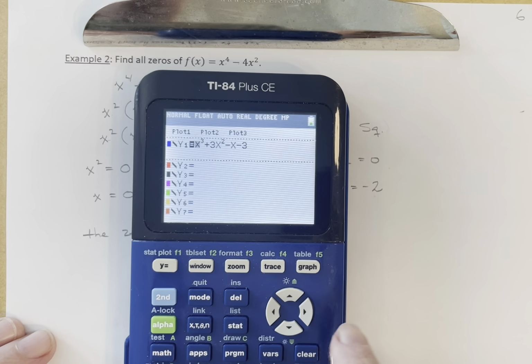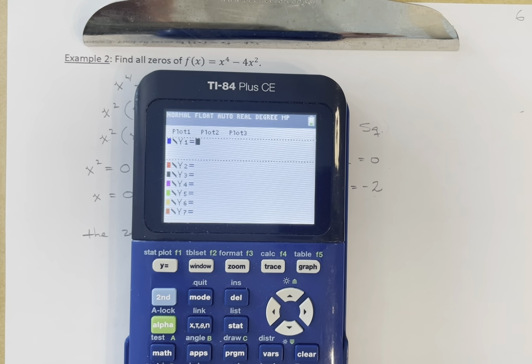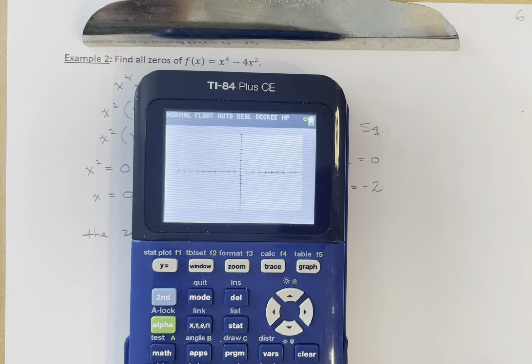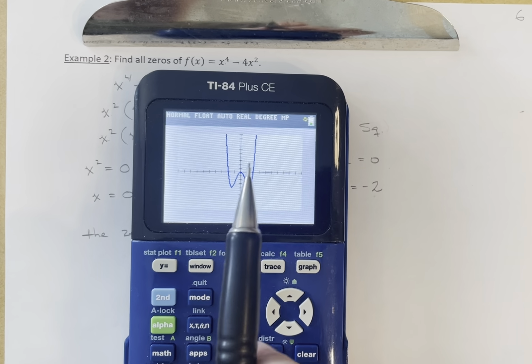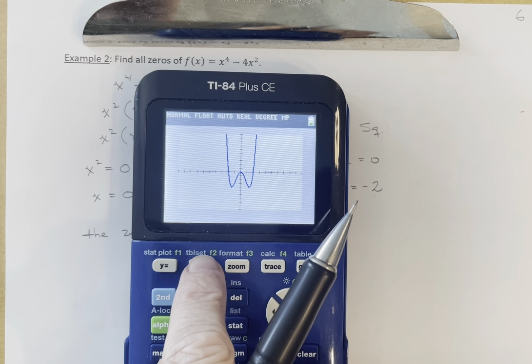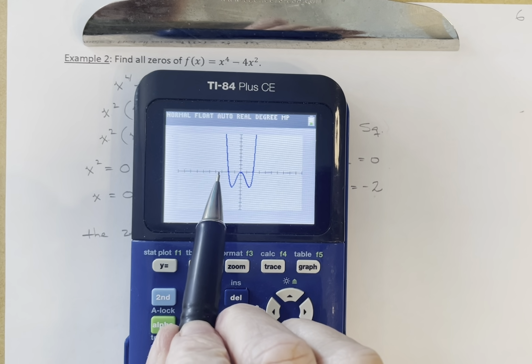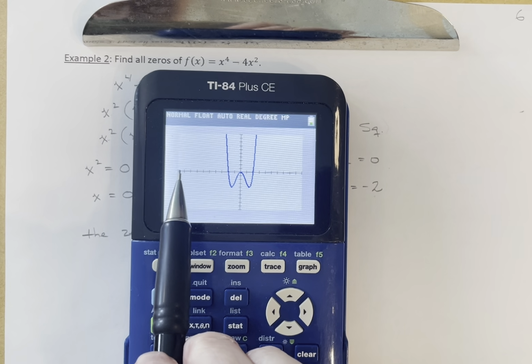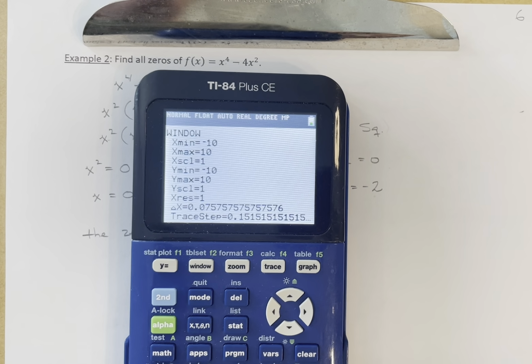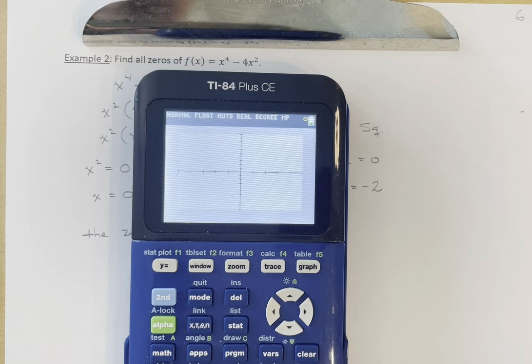So back to y equals, let's clear out that previous equation. X to the fourth minus 4x squared, and I will graph that. And you can see, okay, there we go. Let me zoom in a touch. The standard window goes from negative 10 to 10. Let's make it negative 5 to 5, a little bit closer, to make it a little bit clearer. And there we have it.